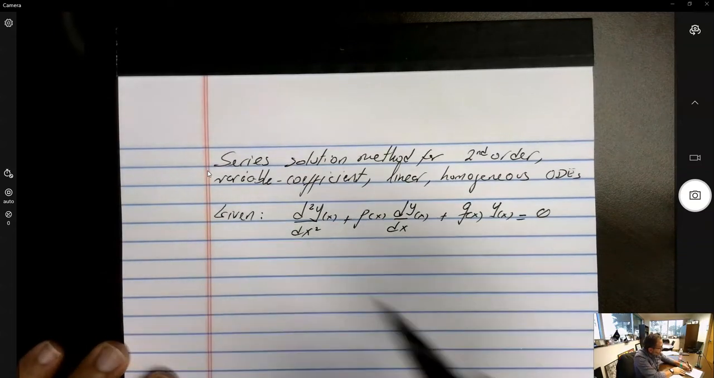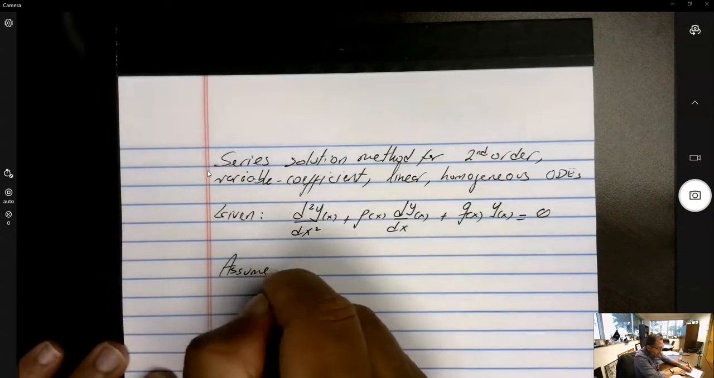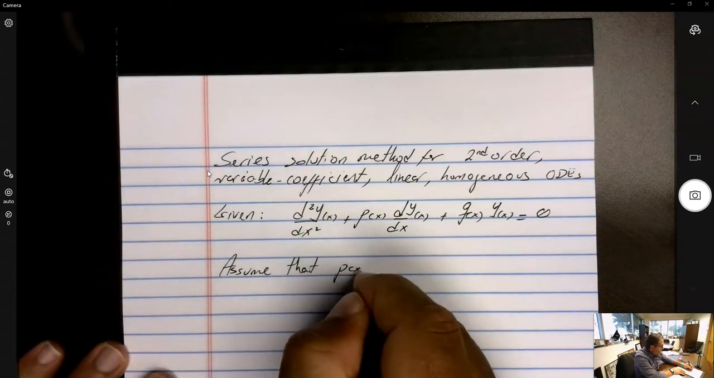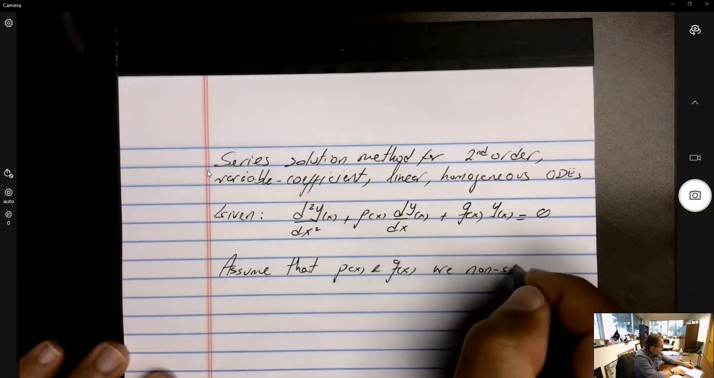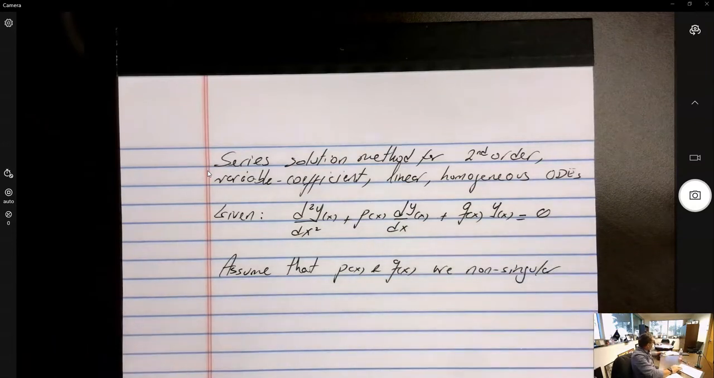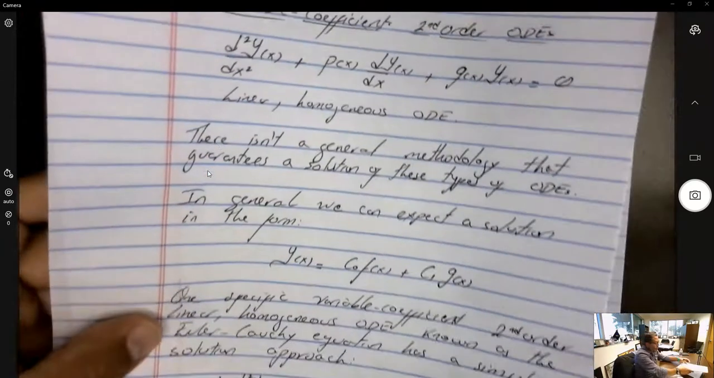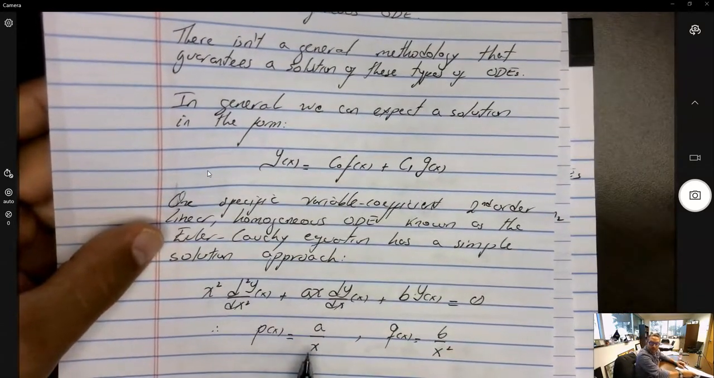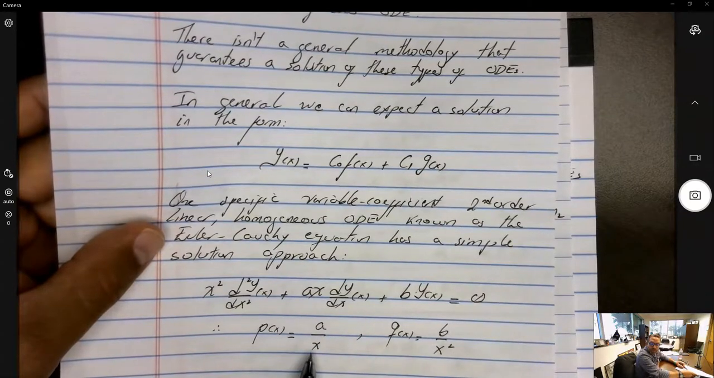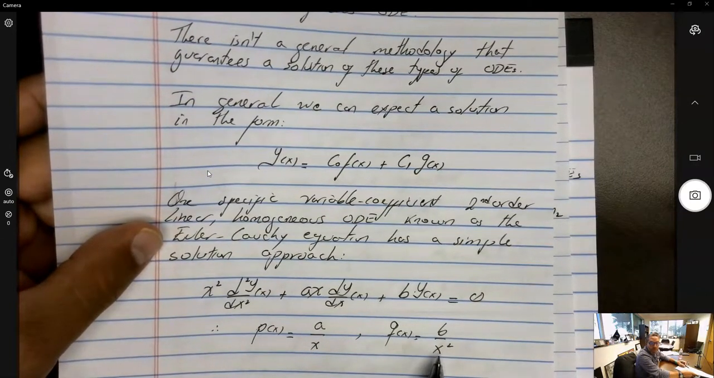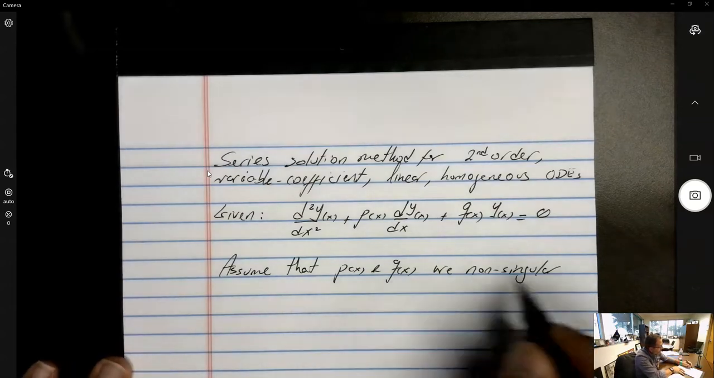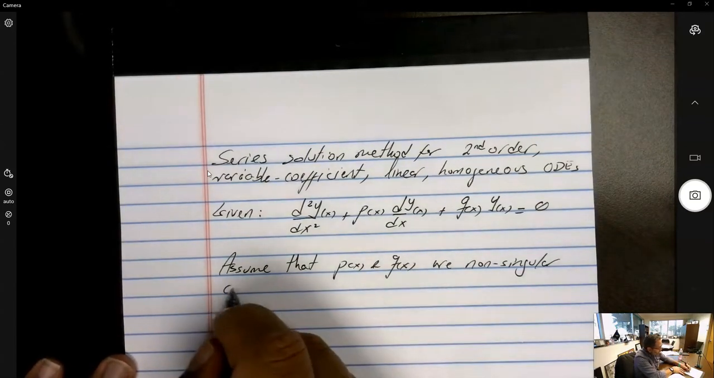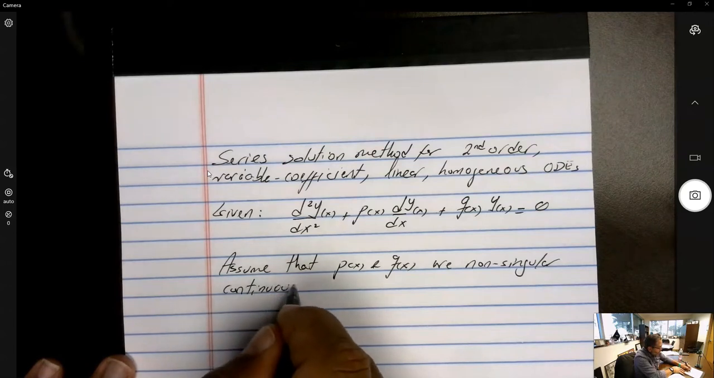So it should be a generalization of the constant coefficient method. So we're going to assume that P(x) and Q(x) are non-singular, unlike the Cauchy-Euler equation, because remember in the Cauchy-Euler equation, or Euler-Cauchy equation, these actually are singular functions. So this one's singular at x equals 0, and this is doubly singular at x equals 0. However, for this series solution method to apply in general, these have to be non-singular, continuous functions.